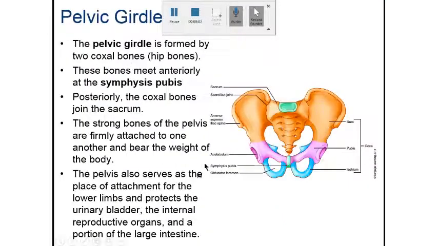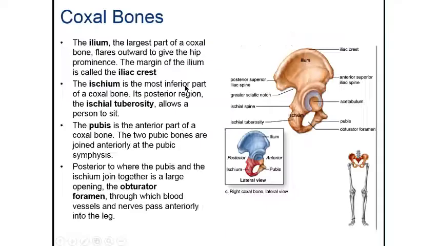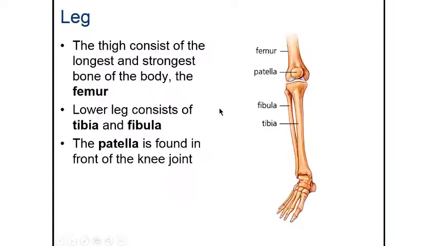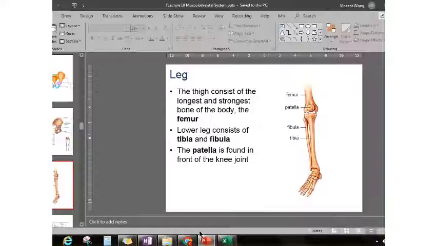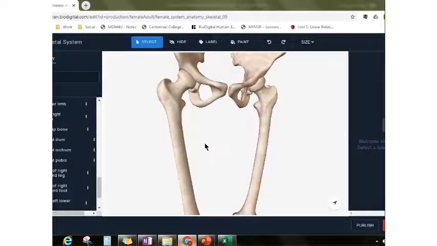So please read through these notes on the pelvic girdle. We already went through the coloring and the 3D model, so you should be able to label some of these parts on a diagram. We now move on to the legs, right? And again, I'm going to switch to the 3D model to show you the various parts.